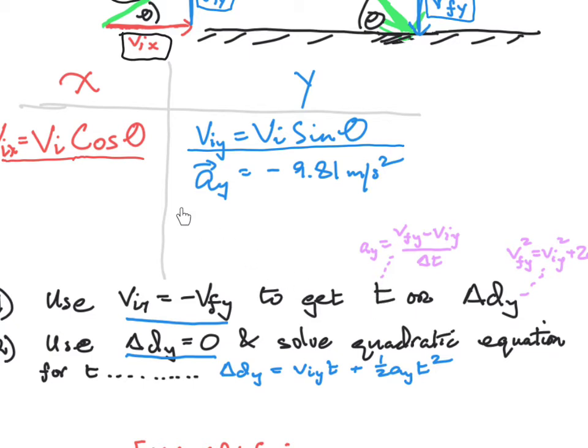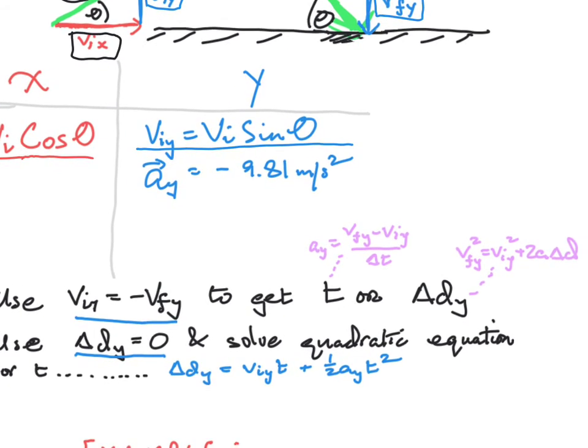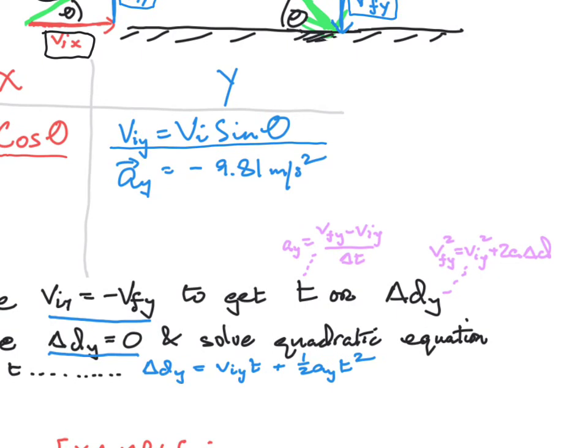time, that now can go into the x side, and we can use Vix and time to get our displacement in the x, just using the uniform equation, the easy equation, Vx is equal to delta d over t. The other thing that we might want to consider is using VIY equal to negative VFY to get delta D.